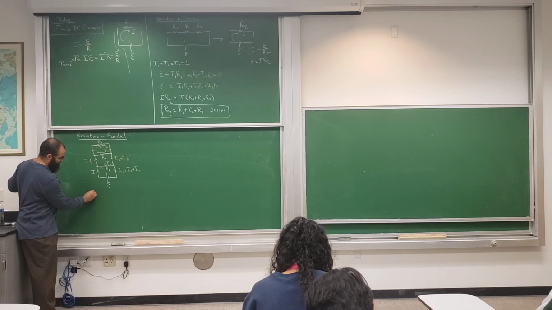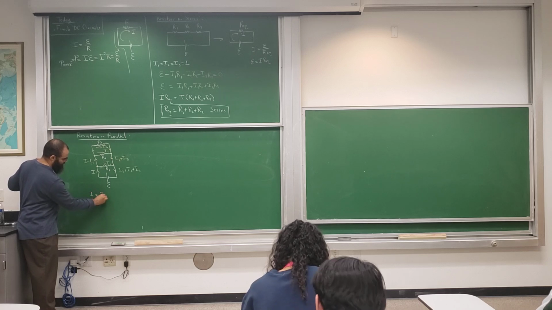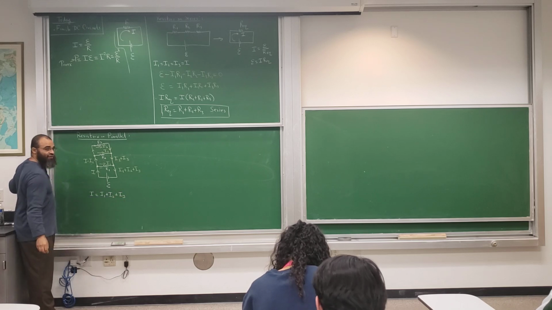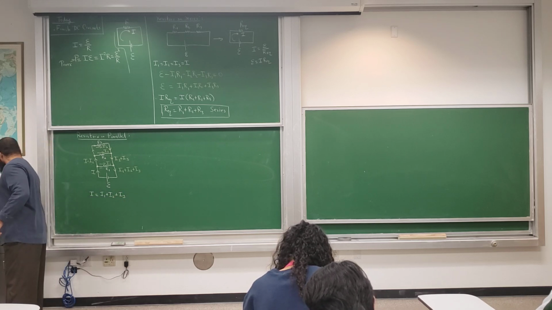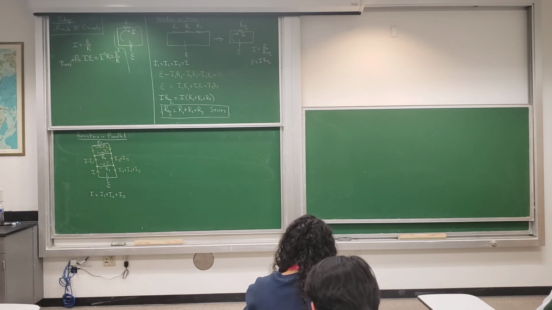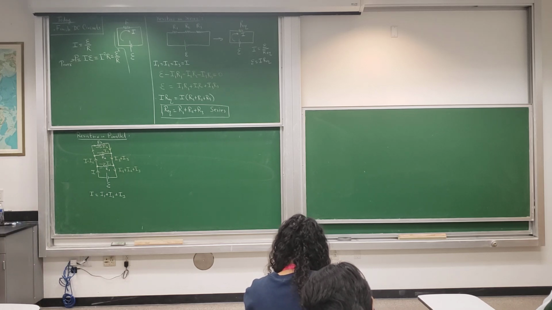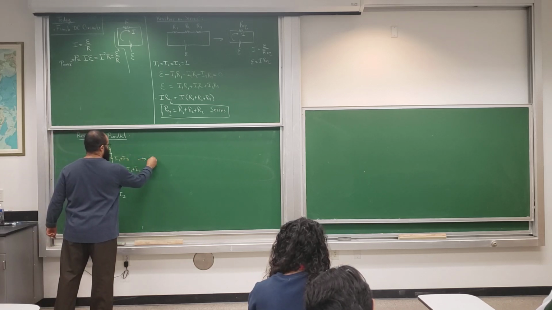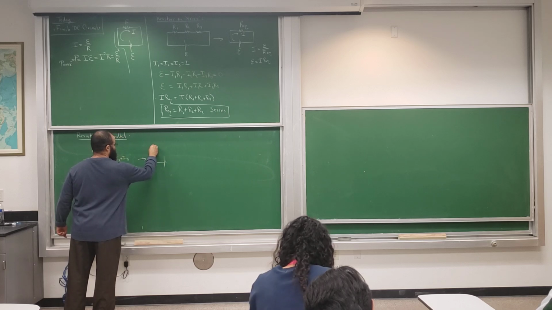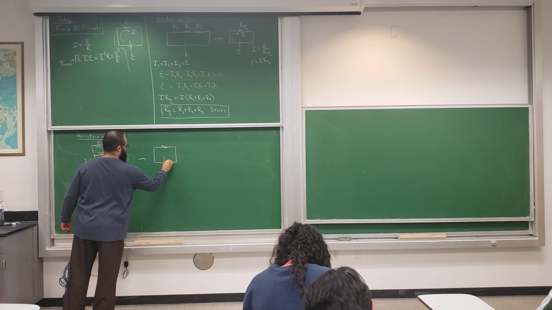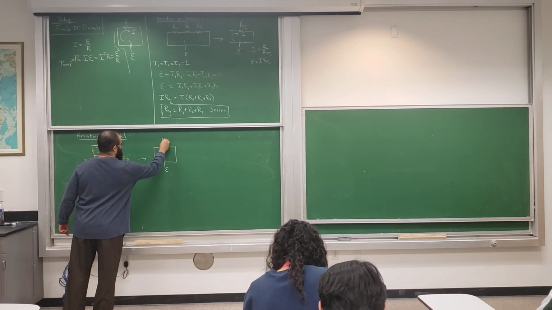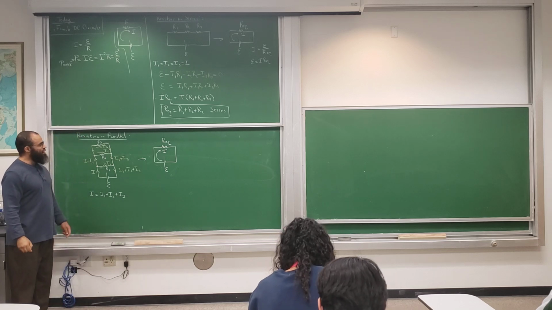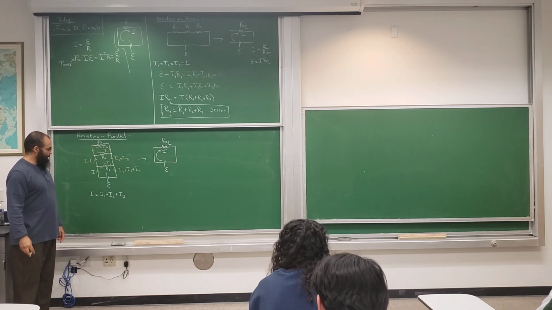Our goal is to find the equivalent resistance. Meaning, if I were to replace these three resistors by just one equivalent resistor, and I would still like to have the same current I, what should our equivalent be?